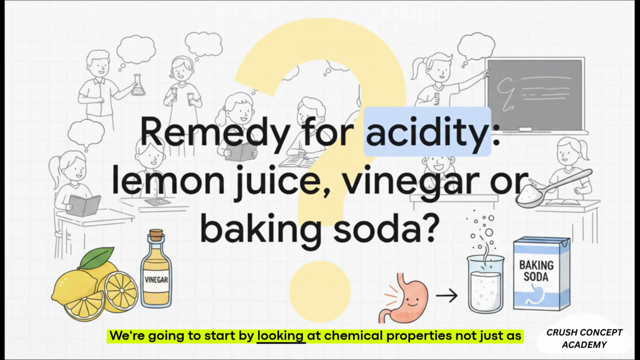We're going to start by looking at chemical properties, not just as boring facts to memorize, but as a real-world puzzle we actually need to solve. So, picture this. Someone in your family just ate way too much at dinner and they're suffering from some serious acidity. Which of these remedies would you actually suggest? A glass of lemon juice, some vinegar, or a baking soda solution? Think about the underlying property you're relying on to make that choice.